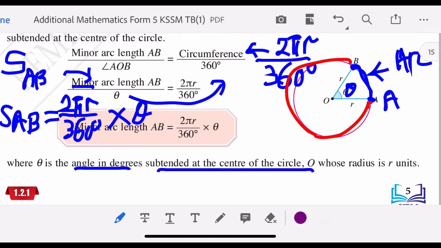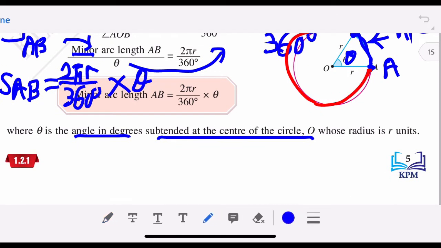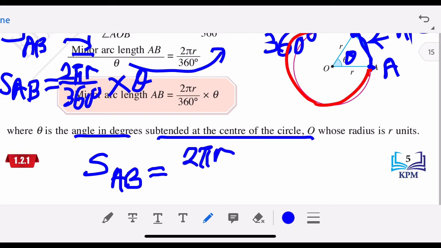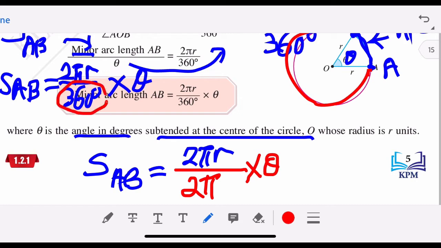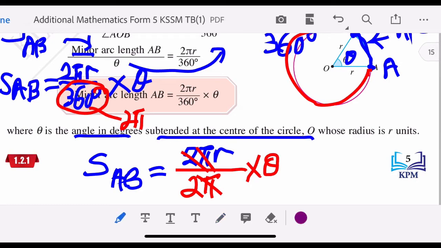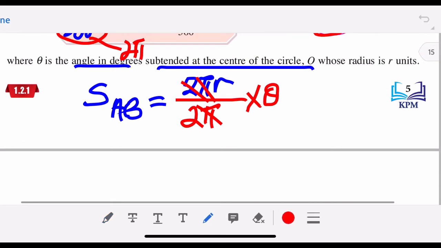But what if the angle subtended is in radian? The formula will look like this. 360 degrees is how many radians? You have learned radian in the previous lesson. So let's convert the 360 degrees into 2 pi radian. If you cancel out the 2 pi, the formula looks very simple.